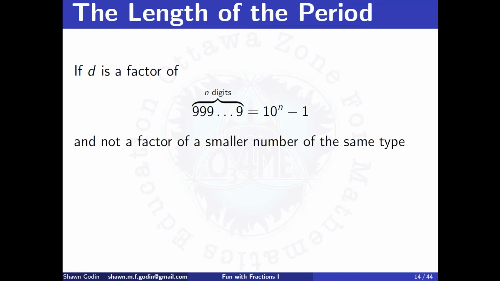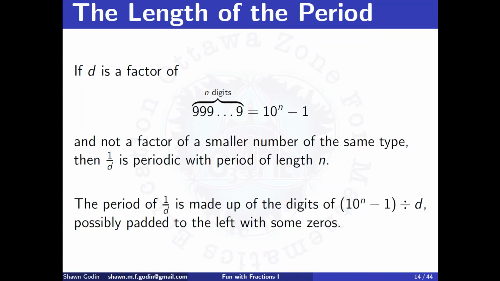So one thing that's going to happen is if we have a number that's a factor of this 9999, and it's not a factor of a smaller number of the same type, then 1 over that number is going to be periodic, and the length of the period is going to be n, the number of nines. And the period, the digits that are going to be involved, is just going to be this 9999 divided by that number, and possibly padded with some zeros if that's a number that's smaller than n digits long.